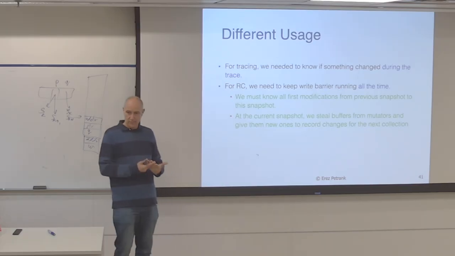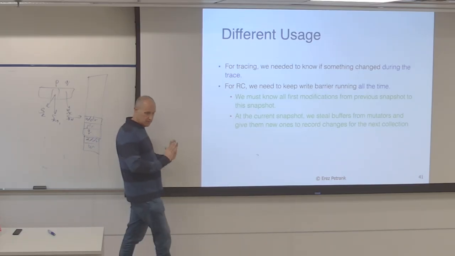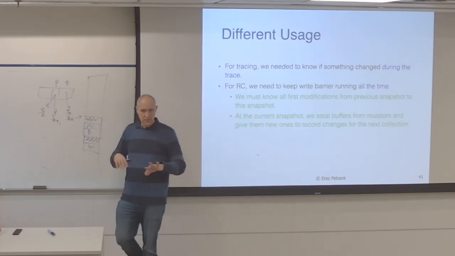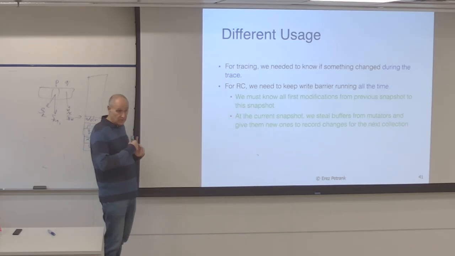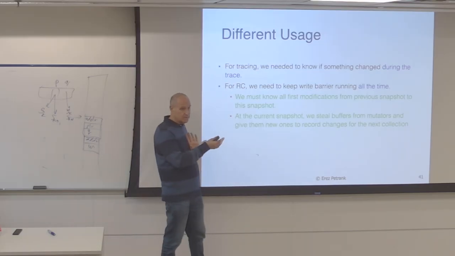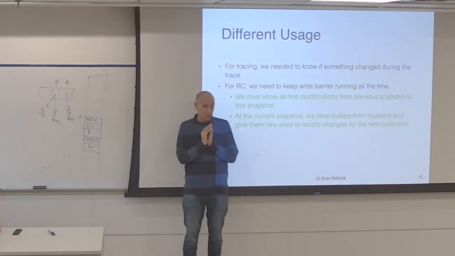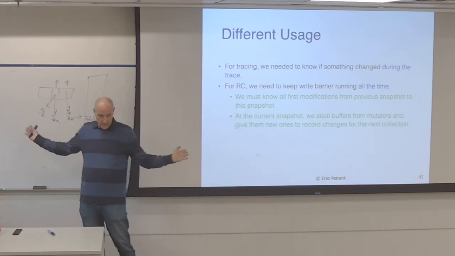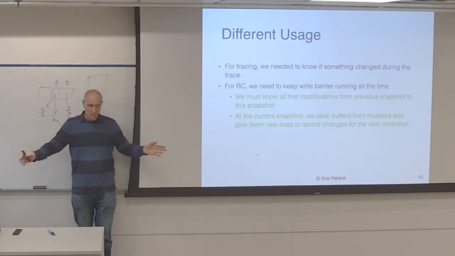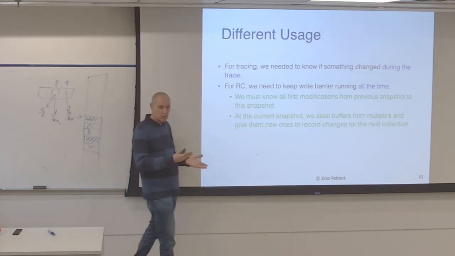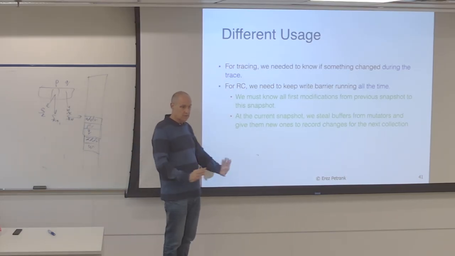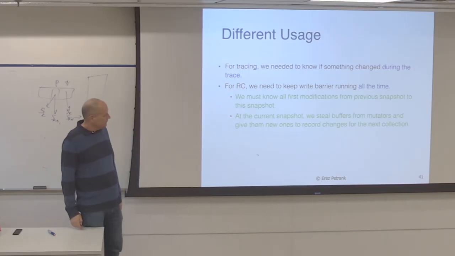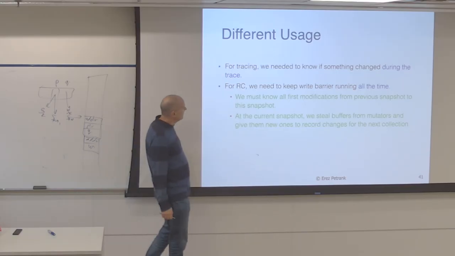So when we're done with the marking phase, we can stop the write barrier. We don't need it anymore. We just need it for the tracing. In reference counting, it's a bit more expensive. We need to keep it running all the time because we want to know about all the pointers that are modified between two snapshots. So we cannot stop after a while running the write barrier. We need to keep on running it.